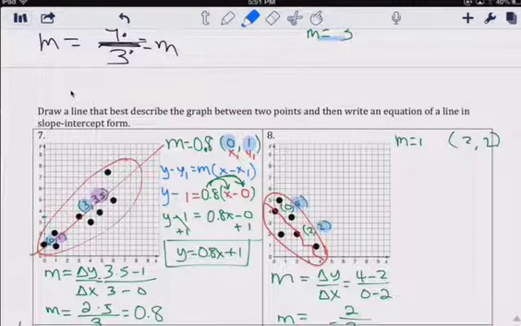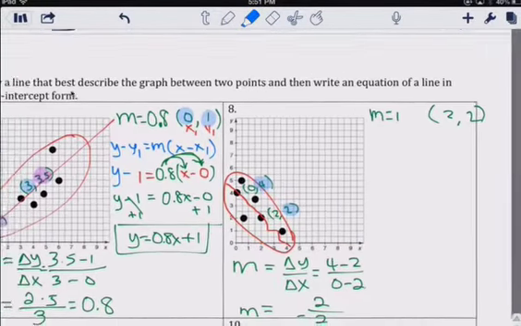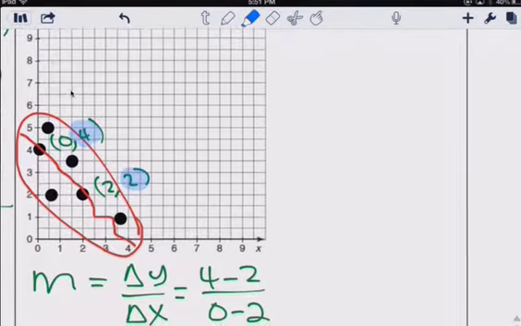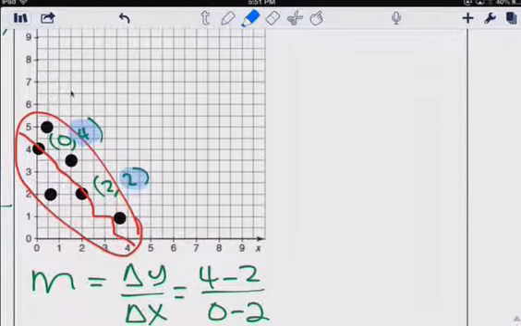Here's number 7, and I'll do number 8. What I did in my other class was tell them to circle the dots as an oval and split that circle in half. And the 2 dots that split the circle in half are the 2 dots you should use. That's called a line of best fit.